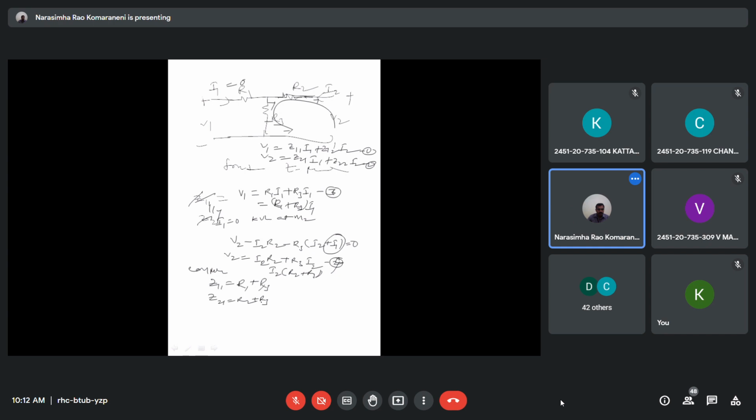Now again we need to find the remaining two, that is Z12 and Z22. So how will you find Z12 and Z22? Z12 is equal to V1 by I2, right? Similarly, Z22 is equal to V2 by I2.